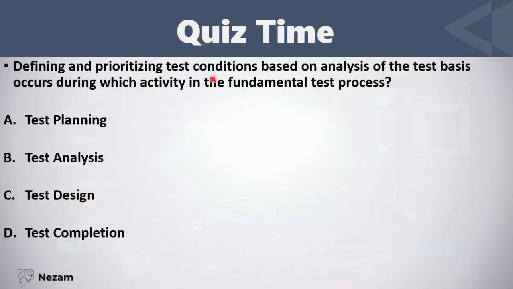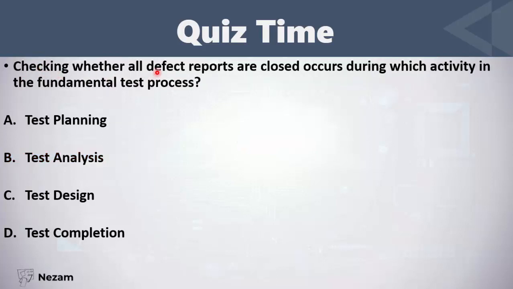Defining and prioritizing test conditions based on analysis of the test bases occurs during which activity in the fundamental test process? Test planning, test analysis, test design, test completion. Defining and prioritizing test conditions happens in test analysis. Checking whether all defect reports are closed occurs during which activity in the fundamental test process? We check our defect reports in test completion after execution.